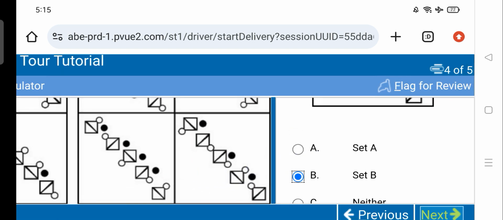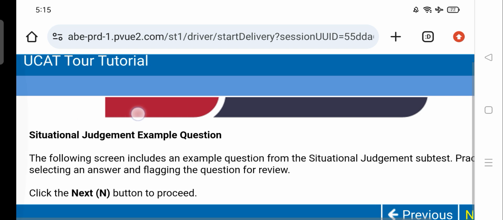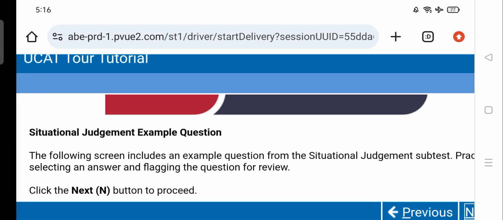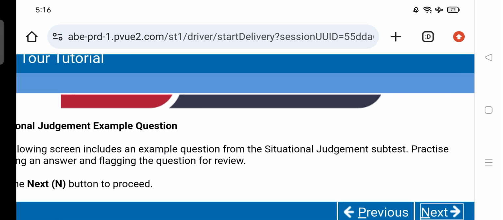And then you can press the next button and we have the last subtest section, which is the situational judgment example question. The following screen includes an example question from the situational judgment subtest. Practice selecting an answer and flagging the question for review. Click the next button to proceed. Now here we have an example of the situational judgment question in the next screen.